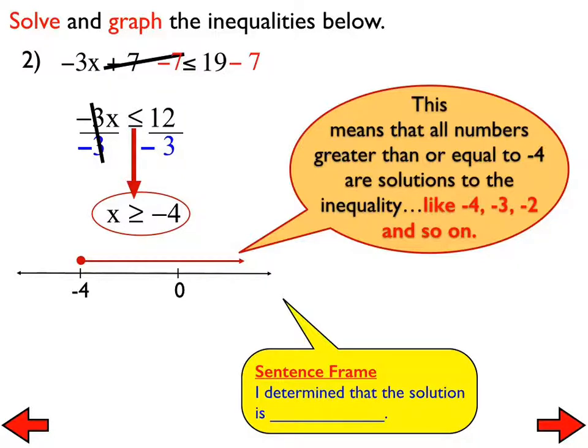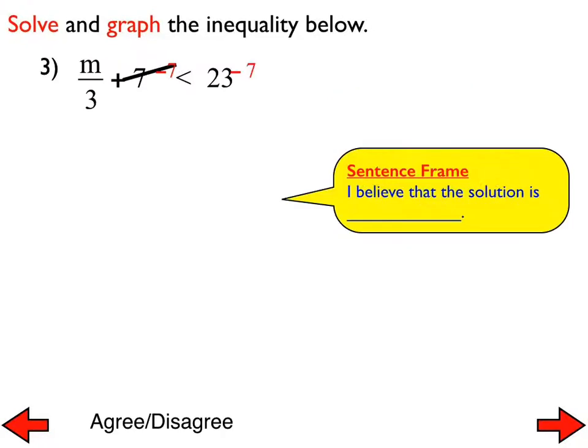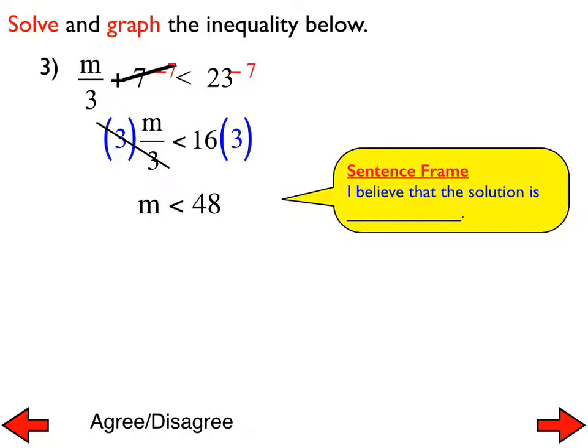All right, let's go to number 3. What did negative 4 also mean? This is great. Yeah, I did say negative 4. What did you get? I believe that the solution is m is less than 48. Very good. We have to subtract 7 from both sides, and then we have to multiply both sides by a positive 3. Therefore, we do not flip the inequality symbol. m is less than 48. We're talking about numbers like what, Shane?